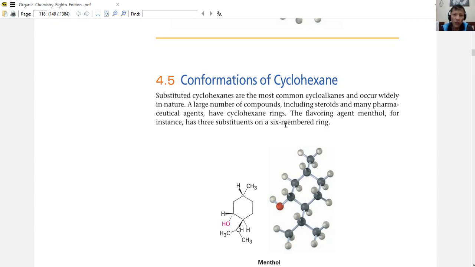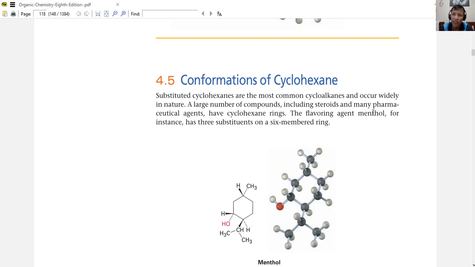Substituted cyclohexanes are the most common cycloalkanes. See that they are common. Why? Because they are less strained. If they are less strained, the more stable they are and they occur widely in nature. A large number of compounds, including steroids, have them. Steroids are somewhat lipids, so it's one of the biomolecular compounds, and many pharmaceutical agents as well.